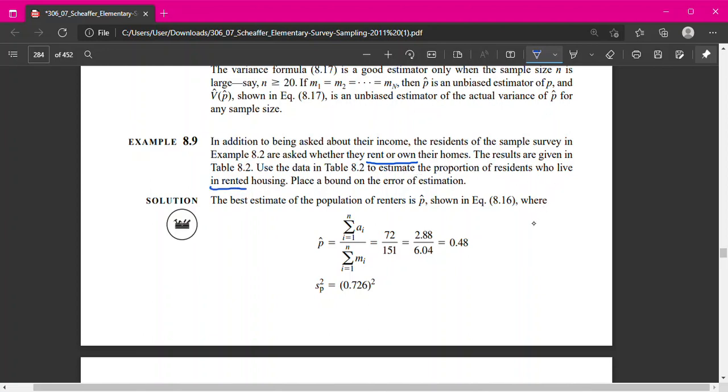So maksudnya kita punya success adalah rented house. Number of resident who live in rented housing. So kita punya success adalah resident who live in rented housing. So kita punya outcome sebenarnya ada 2, rent or own. So sekarang ni rent akan jadi 1, own akan jadi 0, sebab kita punya characteristic of interest adalah resident who live in rented housing. Okay.